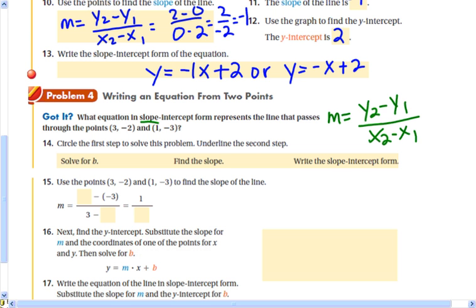And then once you have that, we're going to substitute values in for the variables and use that information to find the y-intercept. So start by plugging in these values for the slope. So first we want to find the slope. The second step we're going to do is solve for b. Then we can write the slope-intercept form. That's the third step. So if you want to pause here and just put in the numbers, you can restart the video just to see if you're right.